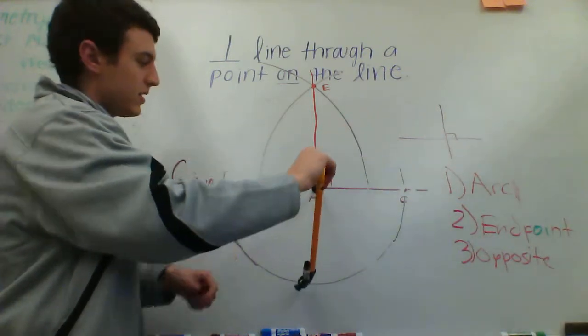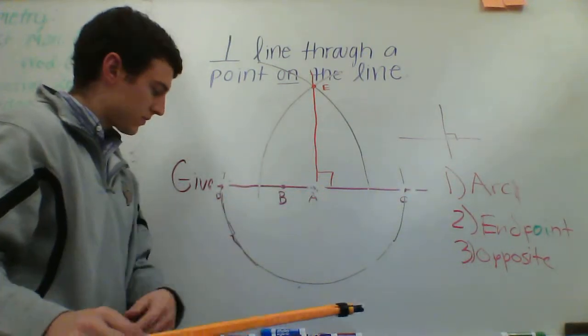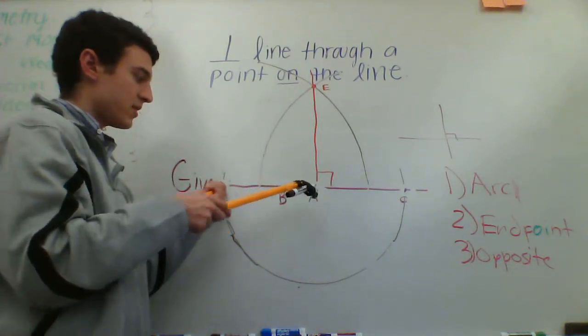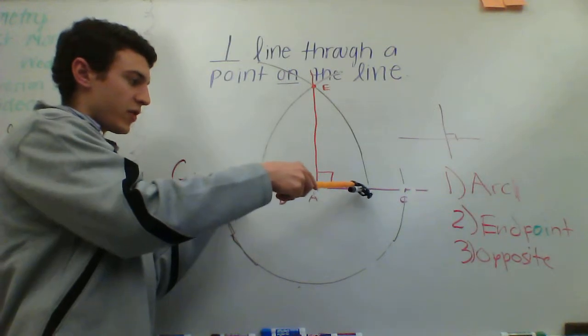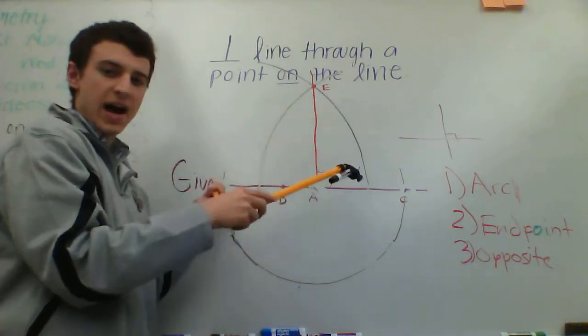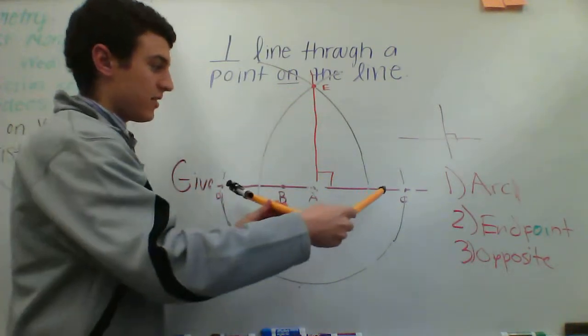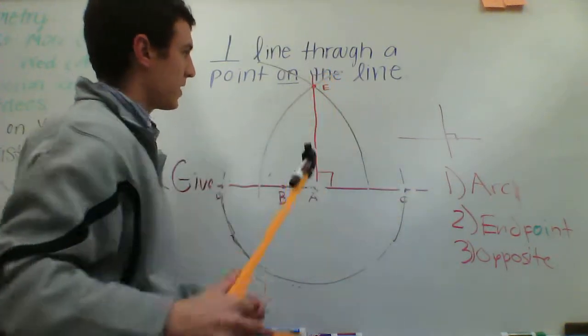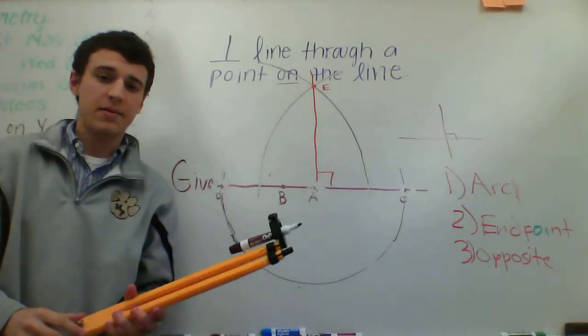Okay. Your next step is your endpoint. You take your non-pencil side and stick it on one of your endpoints. Okay. Your pencil side is further. Make a half circle. And then the opposite. You do the same thing on the opposite side, right? Stick it on the endpoint. Make your half circle. All right. Make your final point, and there's your perpendicular line. Okay.